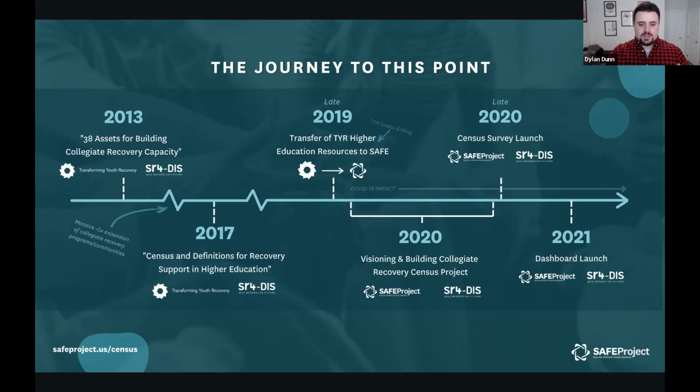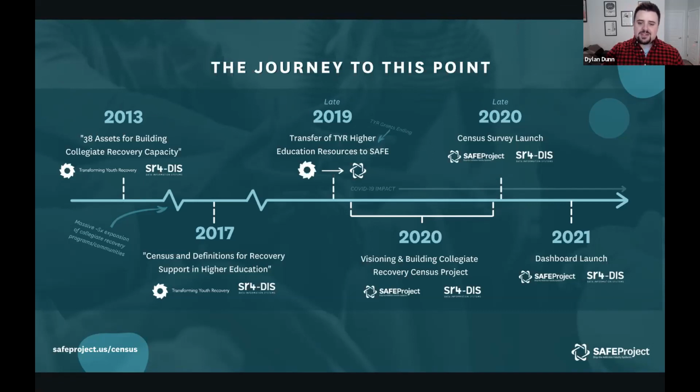And then in between 2017 and 2019, SAFE Project started. It's a very similar story as TYR. Our founders at SAFE Project lost their son to an overdose. Their response to that was no one should have to experience this ever again. No parents, no families, no universities. And then part of SAFE Project's mission as it was founded became to support universities in becoming more recovery supportive.